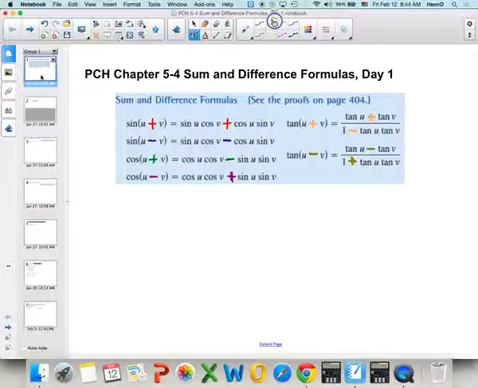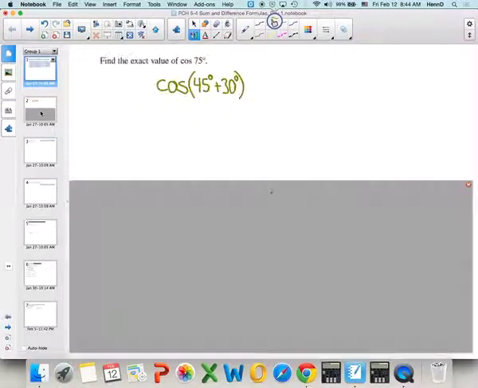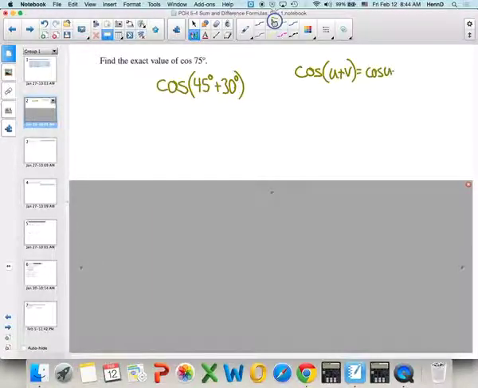So we go back and look at this. Cosine of u plus v is cosine u cosine v minus sine u sine v. Let's write this here so we remember. Cosine of u plus v is cosine times cosine minus sine times sine.